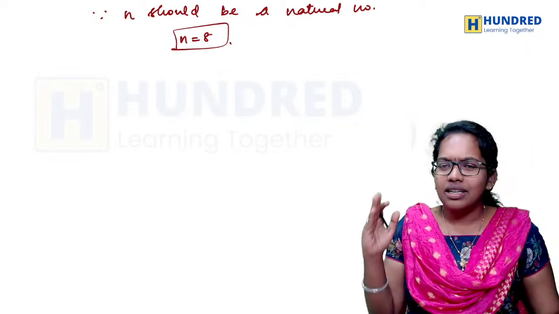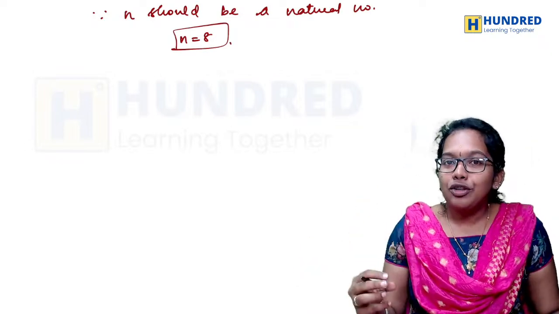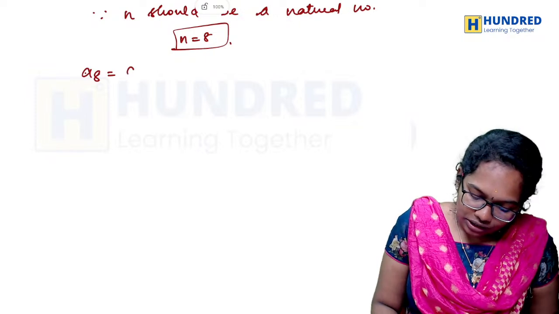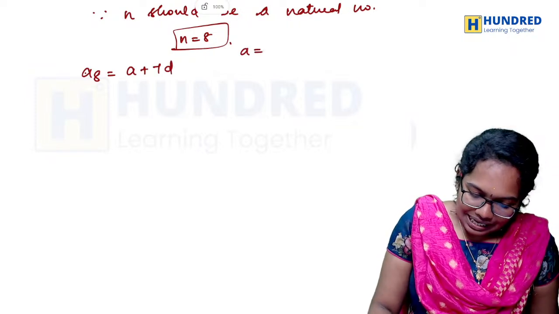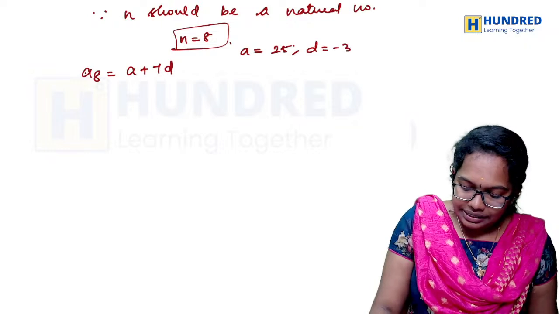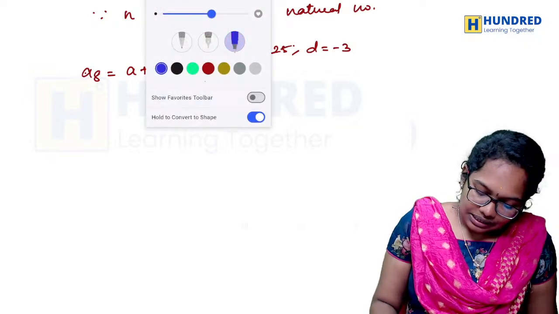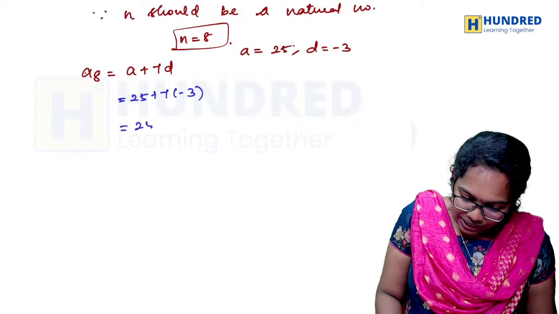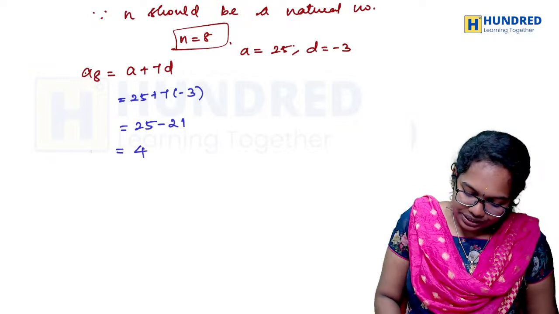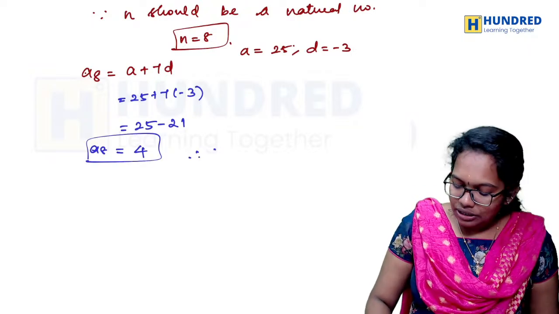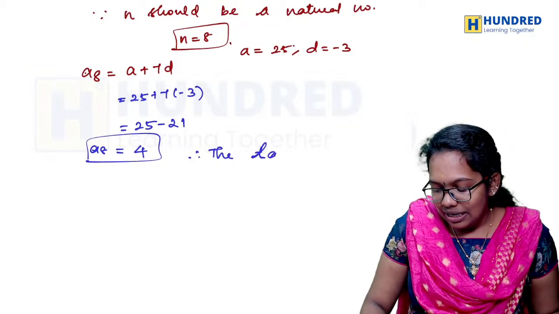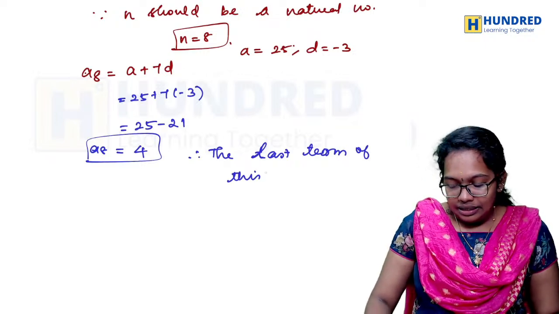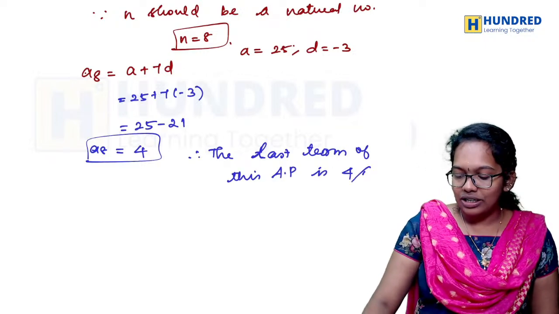So is it fine? Can we finish with this? No. We have to find the last term. The last term is a8, so find the 8th term. What is the formula? a plus 7d. You know a is 25 and d value is minus 3. Just substitute the values over here. You will get 25 plus 7 into minus 3, which is 25 minus 21, which is 4. That is your a8 value. Therefore, the last term of this AP is 4, that is the answer.